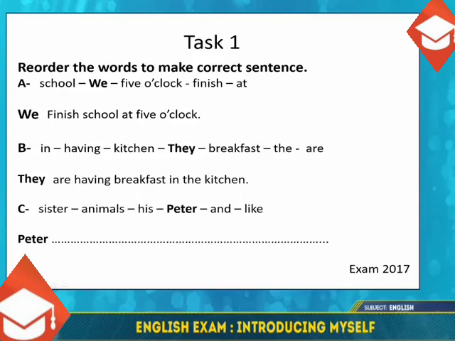Third sentence, we have the following words: sister, animals, his, Peter, and like. The first word in the sentence is Peter. What are the following words? That's right. Peter and his sister like animals.